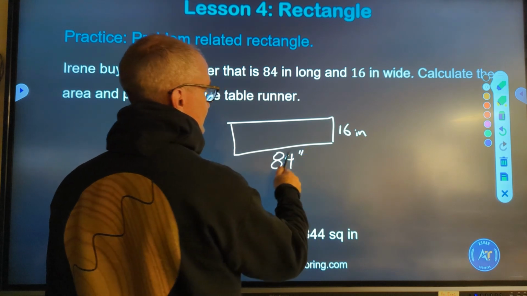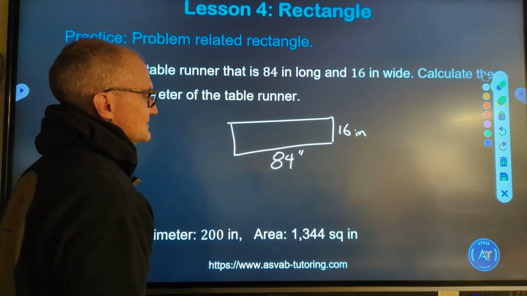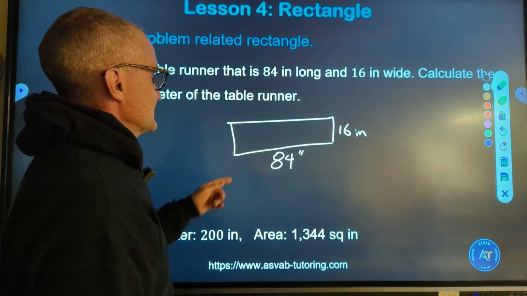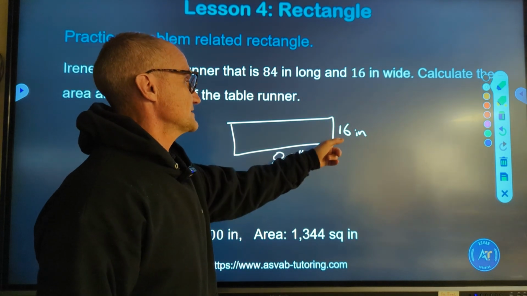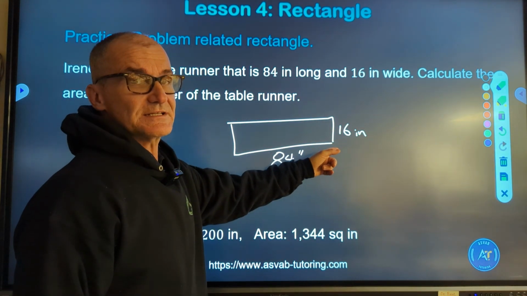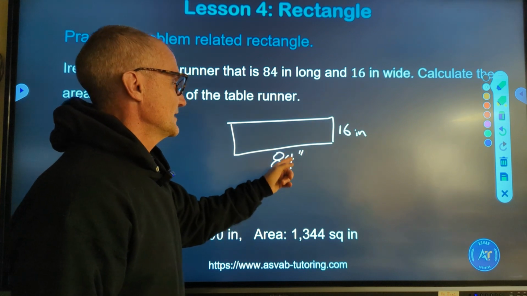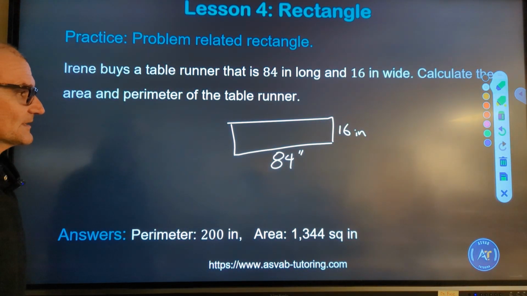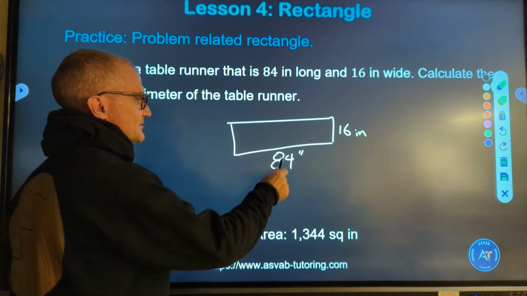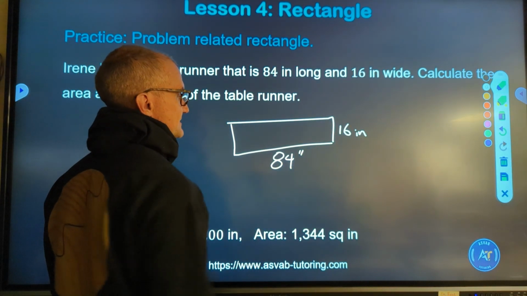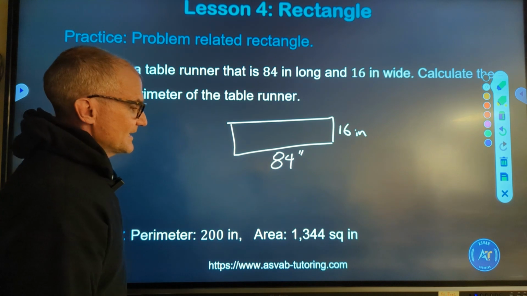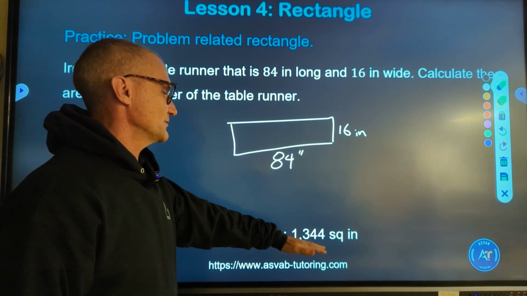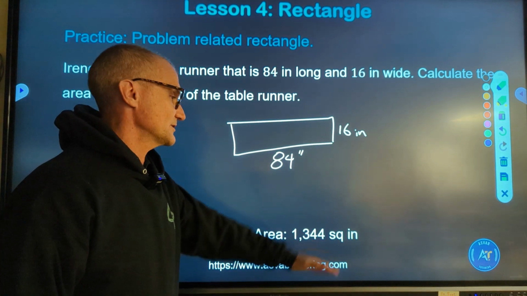So double tick marks are inches, as that abbreviation is for inches. Perimeter is going to be this plus this. 84 plus 16 is 100 times 2. We're talking about inches. So the perimeter is 200 inches. And then the area is going to be 84 inches times the 16 inches. You're going to multiply that out to get 1,344 inches times inches, square inches.